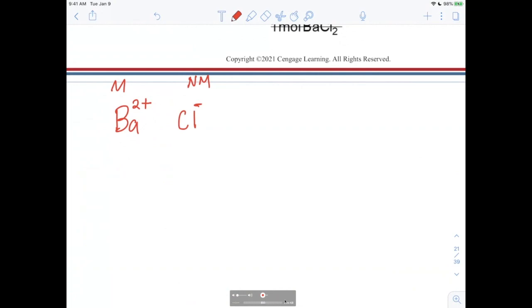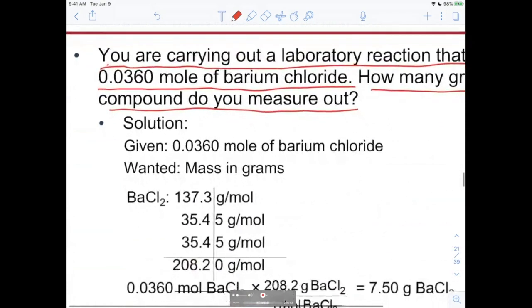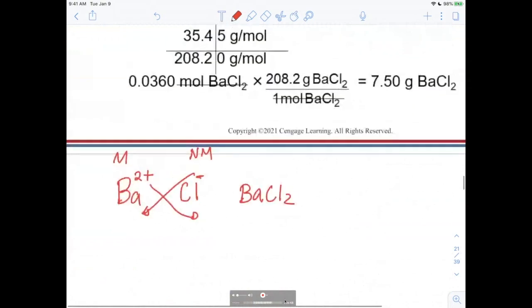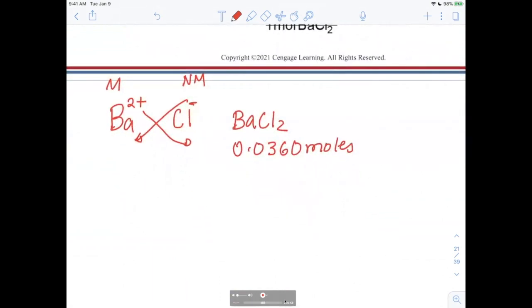Okay, crisscross to get the compound. This goes down here, this goes down here. We get BaCl2. Now the next question is, how much do you weigh? Okay, so we're given 0.0360 moles, and they're asking how much you should weigh to get this amount in moles. In other words, convert this to grams.